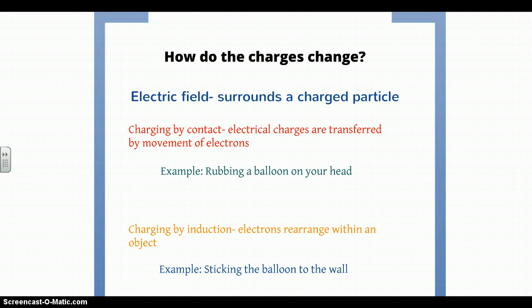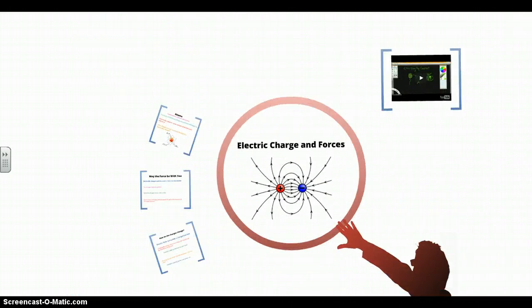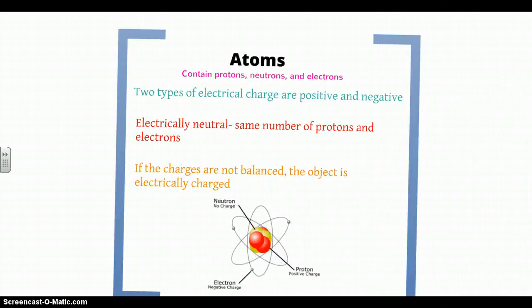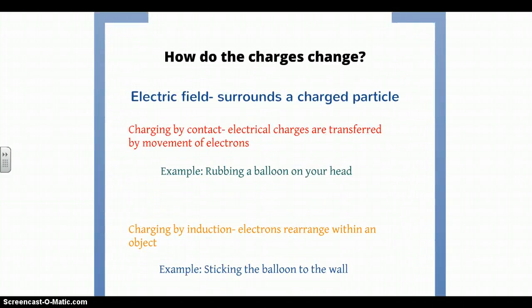So how do the charges change? When you have an electric field, you have this area that surrounds a charged particle. And that's what this thing is back at the beginning of the video. You can see all these different arrows going around the protons and electrons. That's an electric field. So they don't have to be touching each other in order to impact each other. That proton and electron are attracted to each other because they're opposites. And notice they weren't touching each other, they were just in the same area.